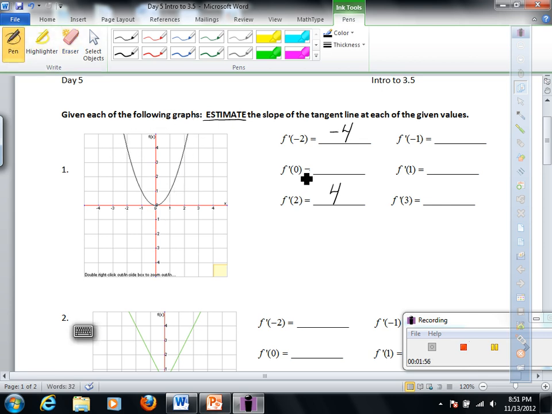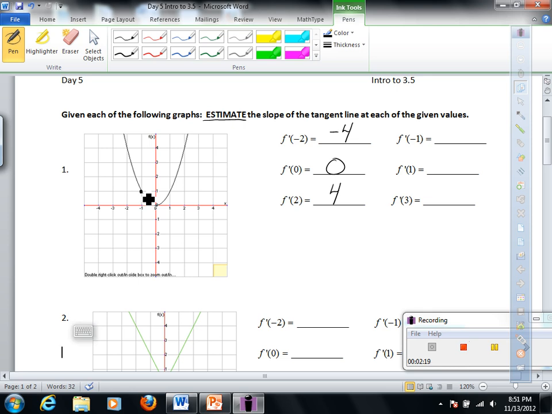The slope at 0 would be the slope of this line right here. Anytime it's a parabola or a cubic that curves like that, the slope of the tangent line at that point will always be 0. And then keep in mind we're estimating. I'm going to estimate the slope at -1 now. So when x is -1, I get 1.